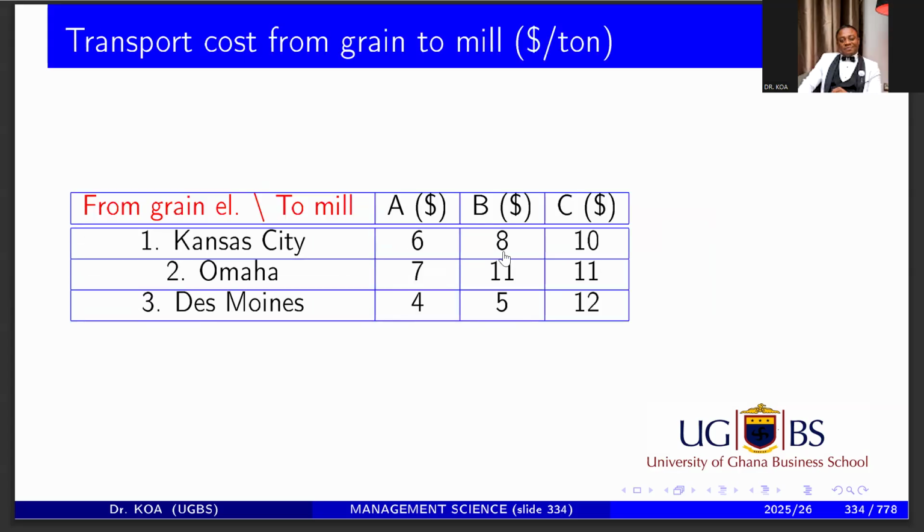The cost associated with sending from Kansas City to Chicago is $6. From Kansas City to St. Louis is $8. From Kansas City to Cincinnati is $10. The cost of sending from Omaha to Chicago is $7. Omaha to St. Louis is $11. Omaha to Cincinnati is $11. And then on and on and on.